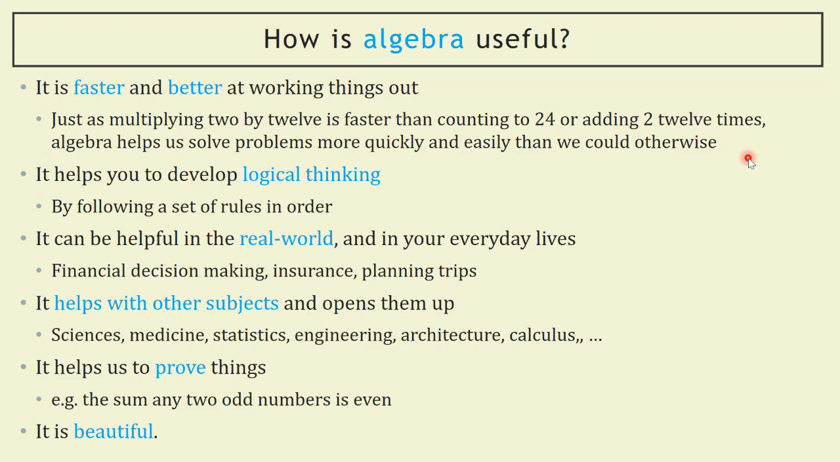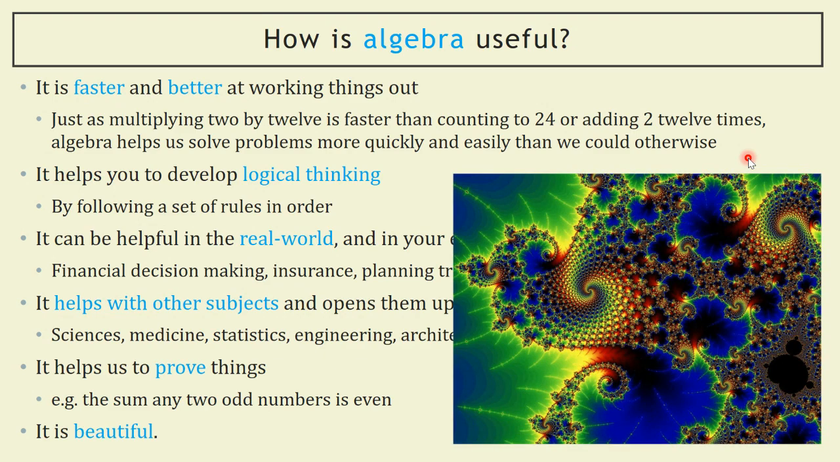And finally, it is actually quite beautiful. It is a set of rules that can lead to some quite beautiful results. So just popping up here on the screen, this is a Mandelbrot set. So some of you might have heard of Mandelbrot sets before, you might not have done. But that picture is a result of working with some algebra on an equation. Okay, maths, and in particular algebra, has led to that picture. All right, so it can be quite beautiful.